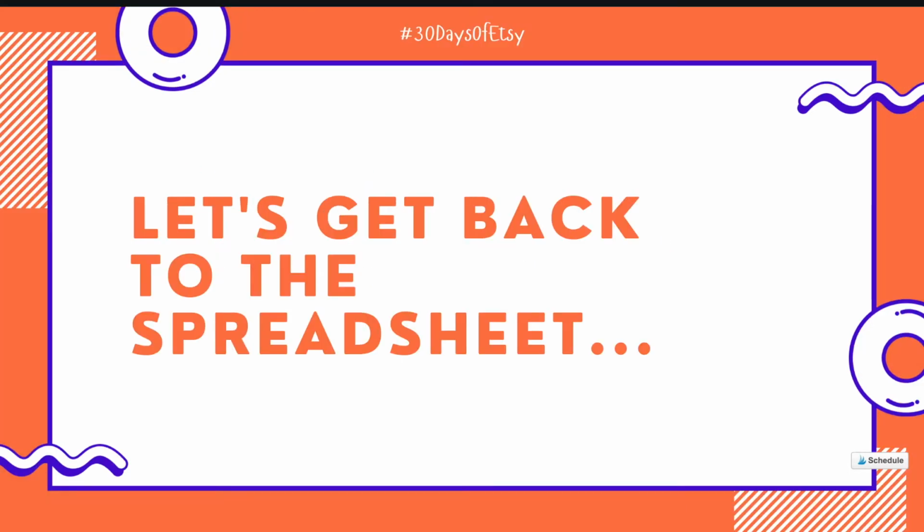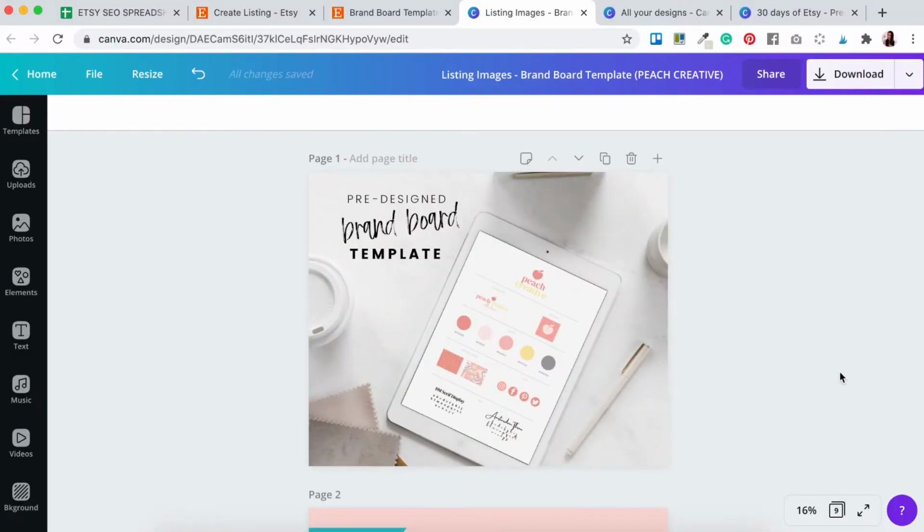Okay, so now let's get back to that spreadsheet, the one that we went through in the past two videos to finalize our product listing details and get our tags up to speed with our product listing. Again, just as a refresher before we head back into that spreadsheet, we are basing this example off of this item that I created. This product I created is a pre-designed brand board template.